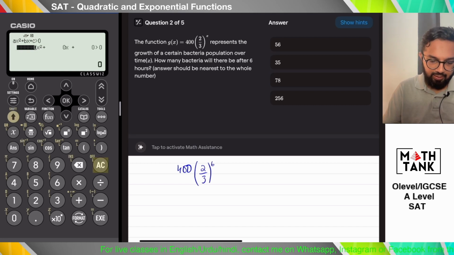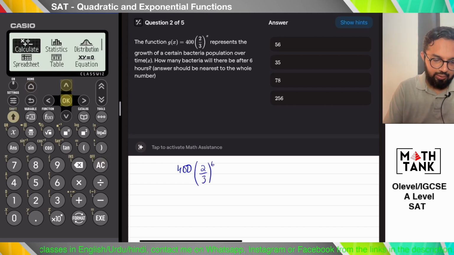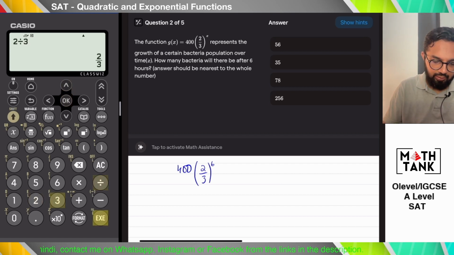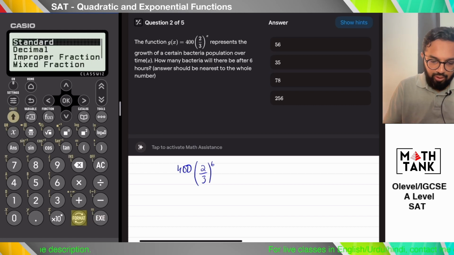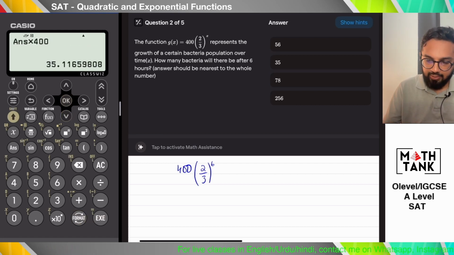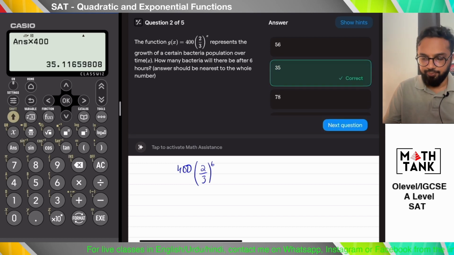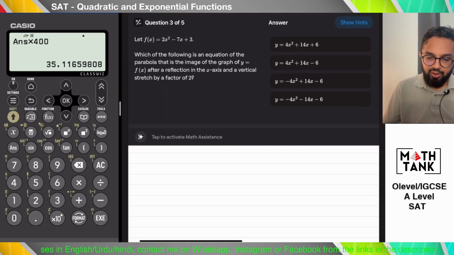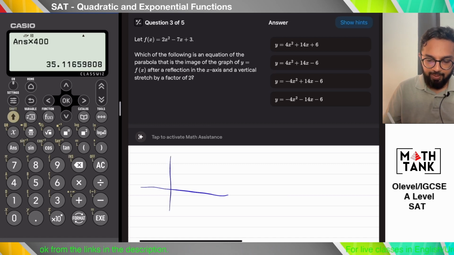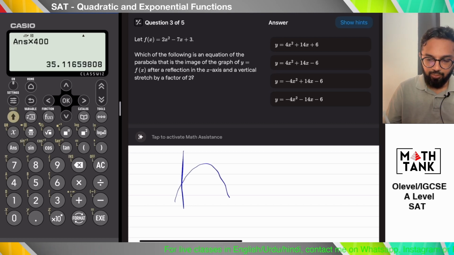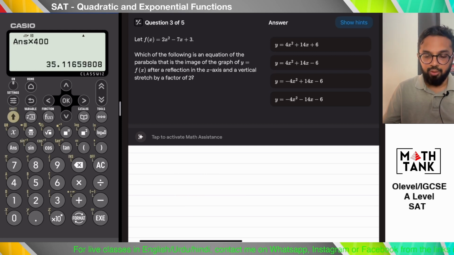Okay, so I'm assuming x is the number of hours. Okay, let's check if that is the correct answer in decimals. Nearest whole number, yeah. Okay, question number 3 says let f of x be this, an equation of the parabola that is the image of the graph of y equals f of x after reflection in the x-axis. So if you reflect something on the x-axis, it becomes an inverted shape, okay?